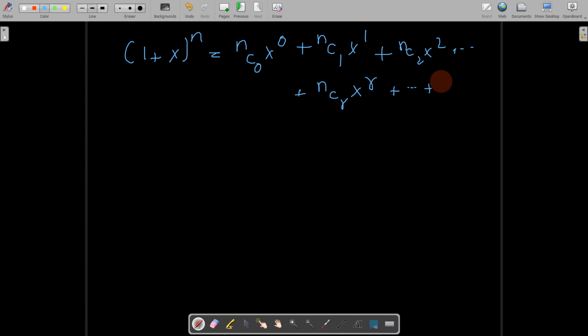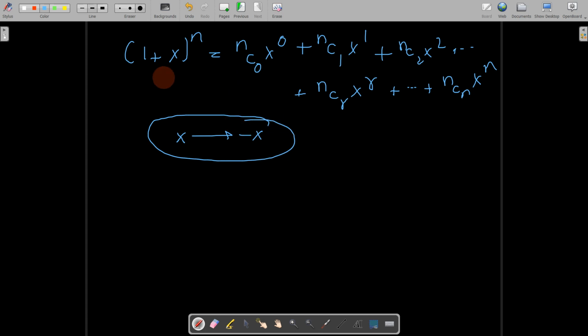Plus so on, plus n choose n x power n, right? This is the binomial expansion, the generating function for the sequence of n choose 0, n choose 1, so on till n choose n. Okay, now what we do, we substitute x with minus x over here. Okay, so let us substitute x with minus x.